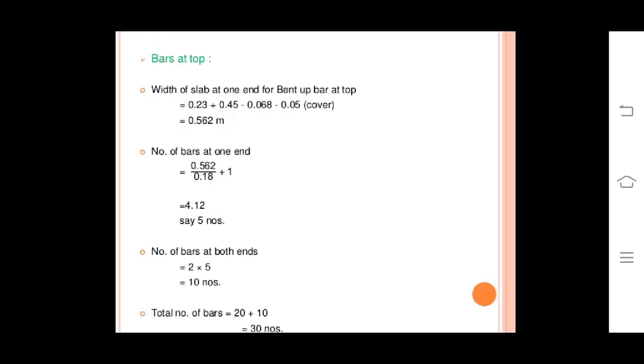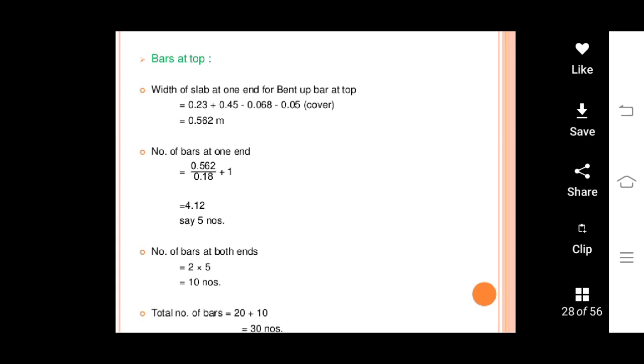Bars at top. Width of slab at one end for bent up bar at top is equal to 0.23 plus 0.45 minus 0.068 minus 0.05, that is cover, which is equal to 0.562 meters. Number of bars at one end can be calculated by dividing that span by spacing, which is equal to 0.562 divided by 0.18 plus 1, which is equal to 4.12.